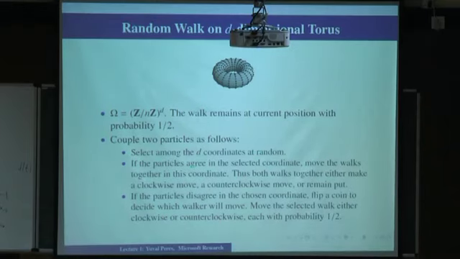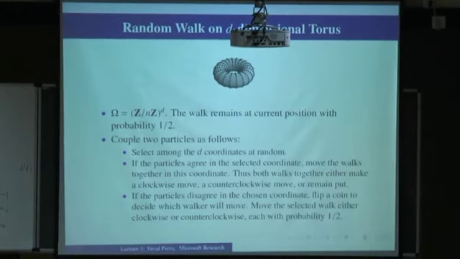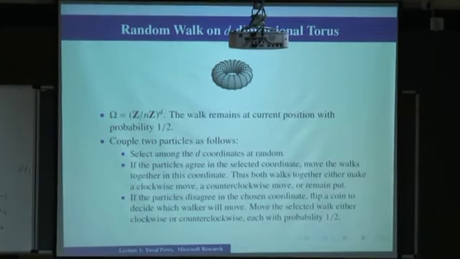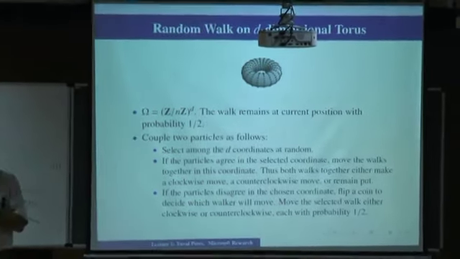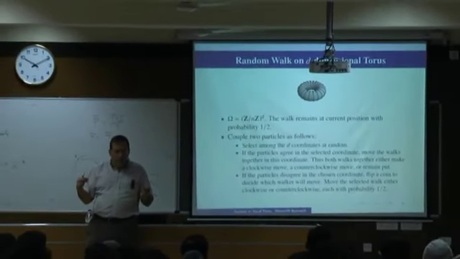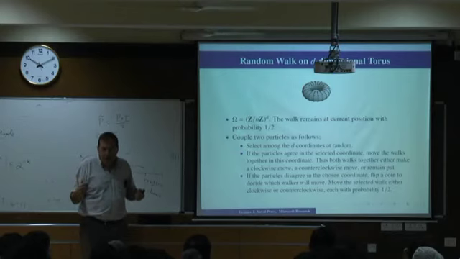Select one coordinate at random. If the particles agree in the selected coordinate, move the particles together in that coordinate. If the particles disagree in the chosen coordinate, you do what we did in the case of the cycle. So you flip a coin to decide which one of them will move, and then that one moves in that coordinate. So each time we've chosen what coordinate to move in, the coordinate we chose is going to be the same for both particles. But we do a different thing according to whether the particles have met in that coordinate or not. If they have, they move together. If they have not, then only one moves, and the other one stays in place.